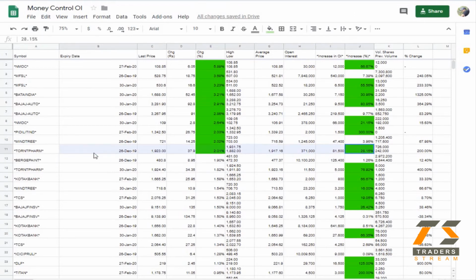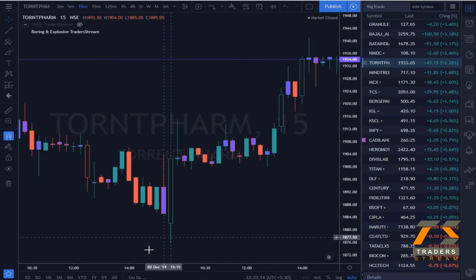Now I will put the spreadsheet link in my description box. You can use that, or you can use Money Control or your trading terminal if they are showing the open interest. So if you see this and then you see an explosive candle, now that's your entry mechanism.